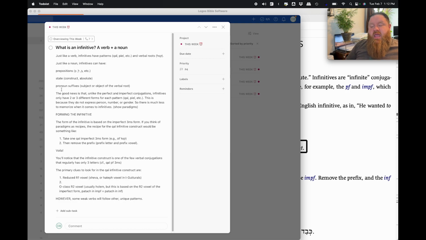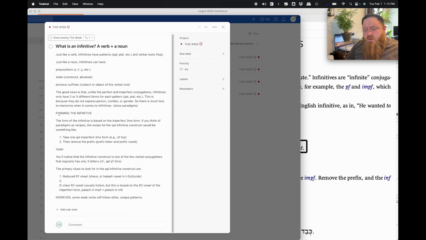Just like a noun can have possessive suffixes, an infinitive construct, anyways, can have pronoun suffixes as well. They don't indicate possession. Instead, they indicate either the subject or the object of the verbal root that the infinitive is built on. So that's something to keep in mind as well.